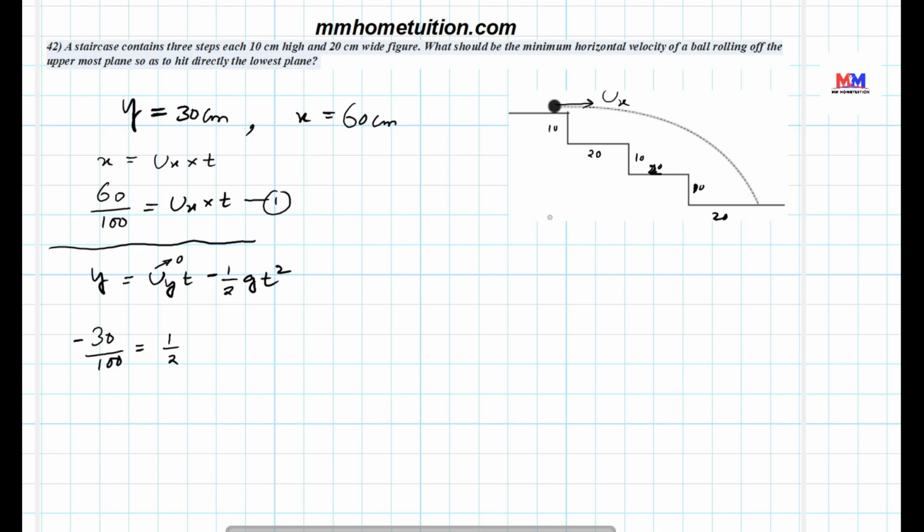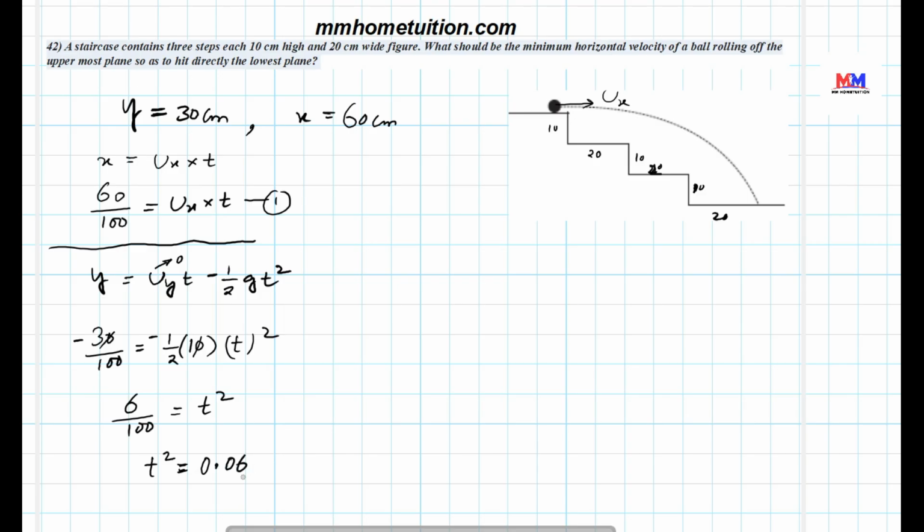G equals 10, t square is t square. So this 10 gets cancelled. So this is 6 divided by 100. 6 by 100 equals t square. So t square equals 6 by 100, that is 0.06. T square is 0.06.